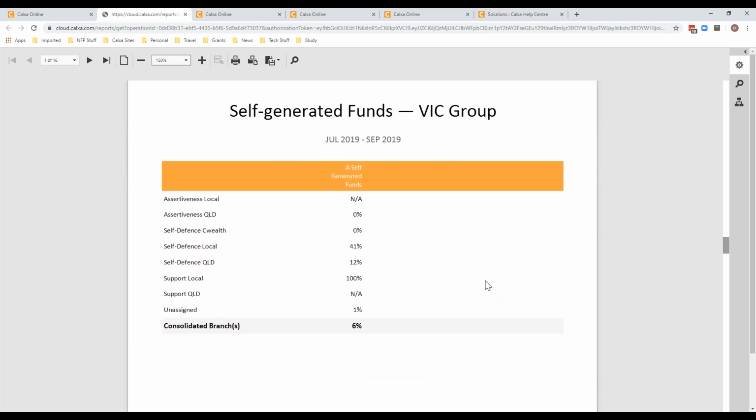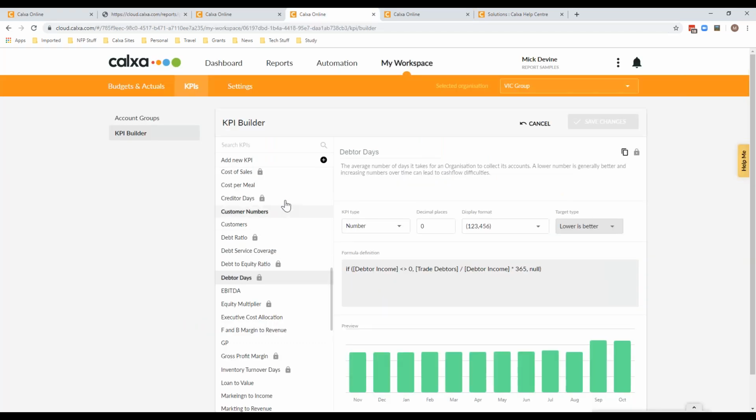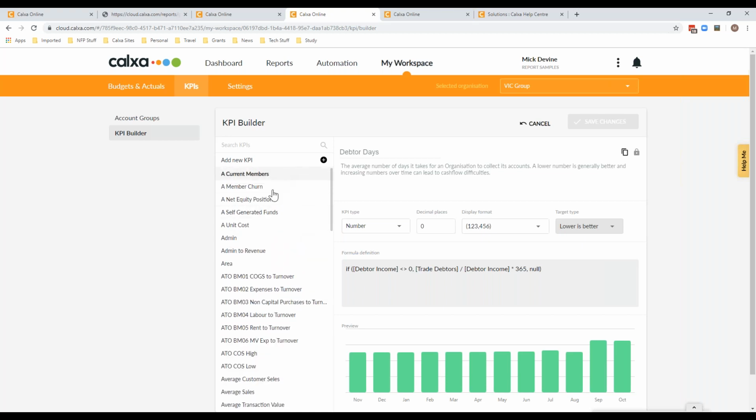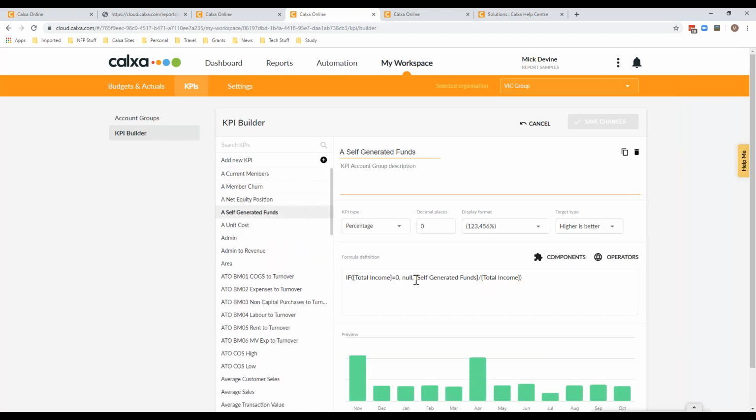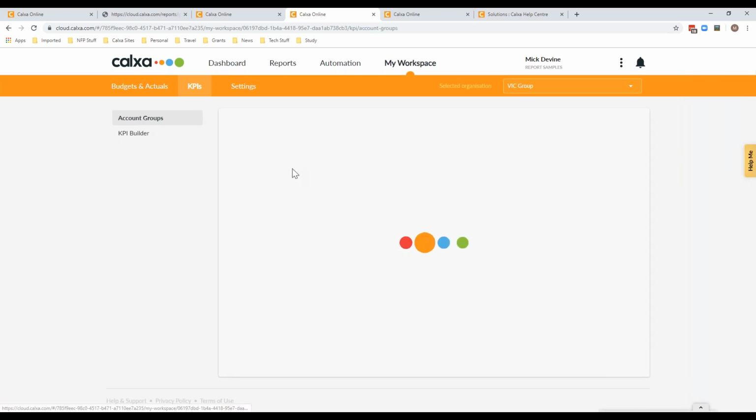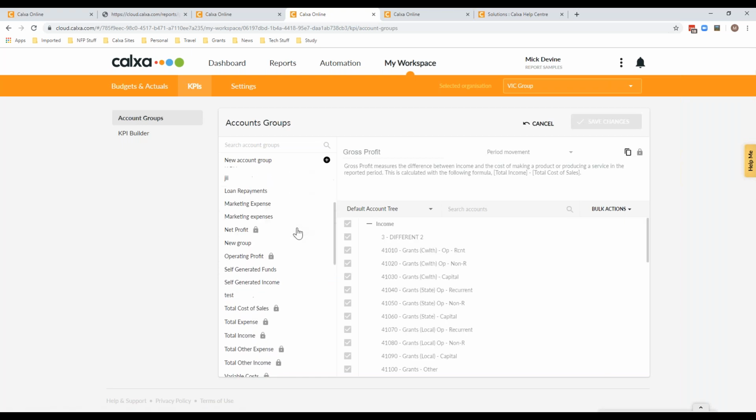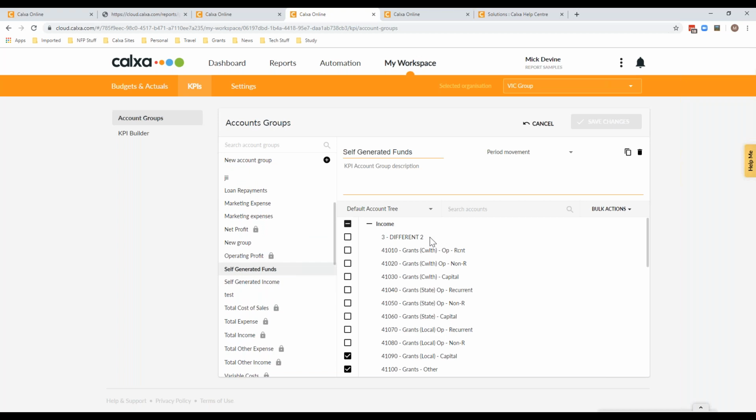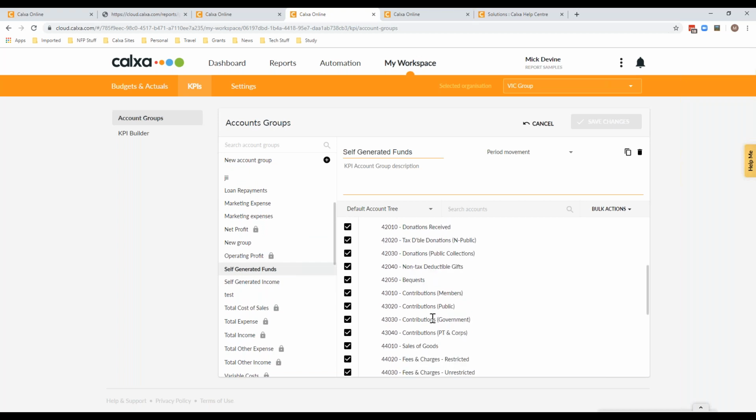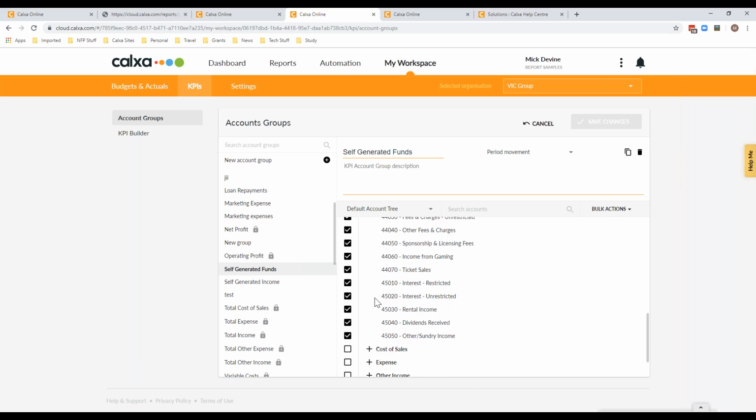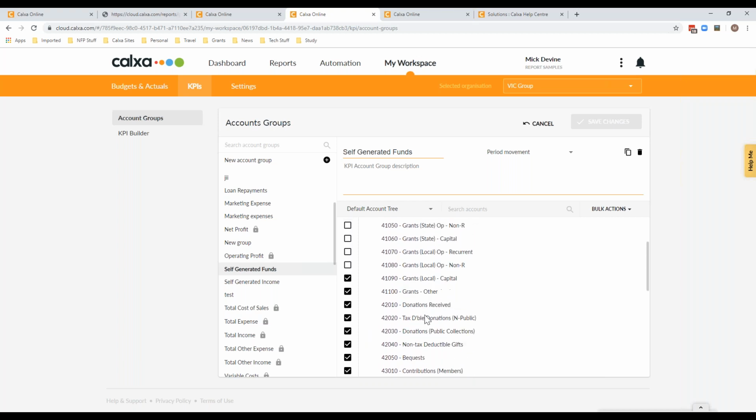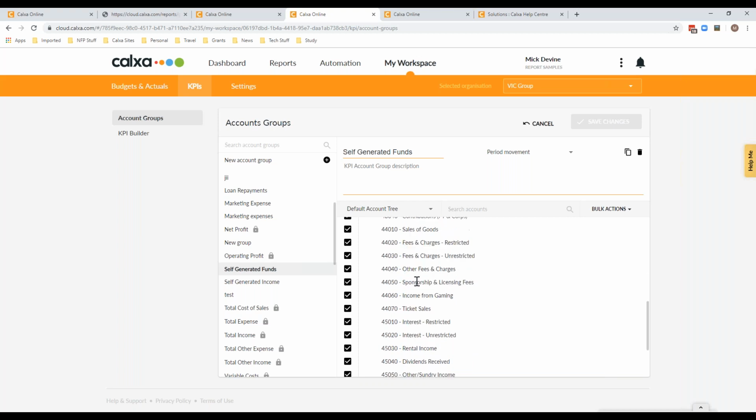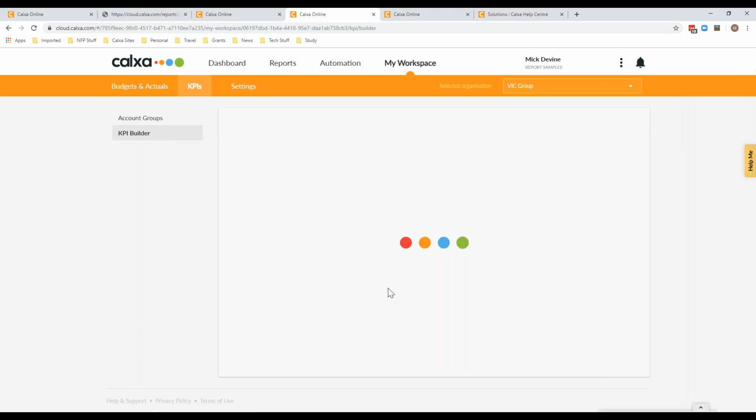And then self-generated funds. With this one, I've created an account group for self-generated funds and divided it by total income. And that account group I've selected, you basically just tick which accounts to include in that group. So it's simple stuff.